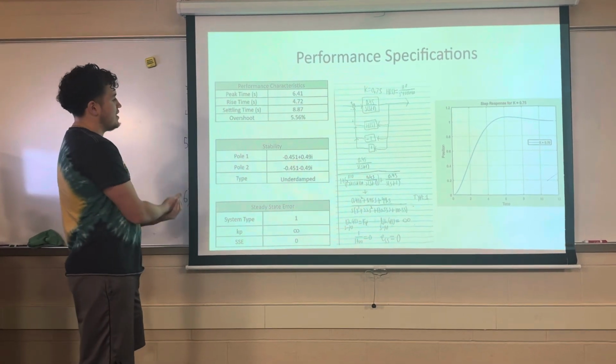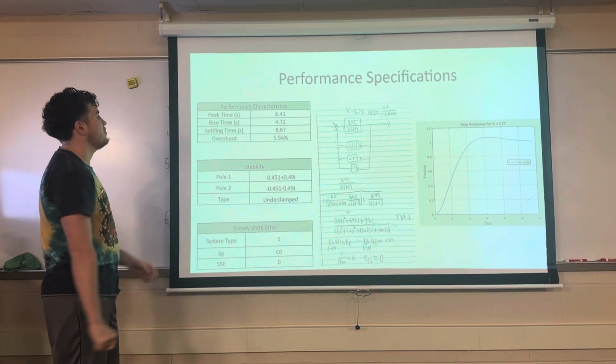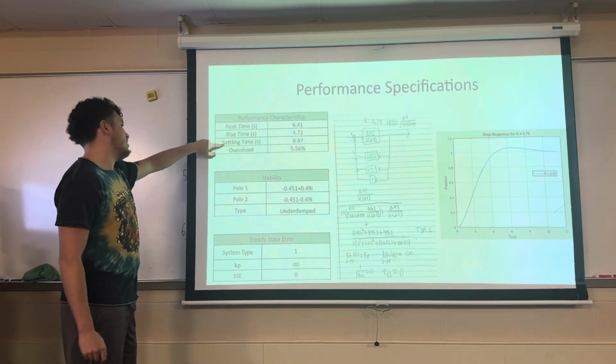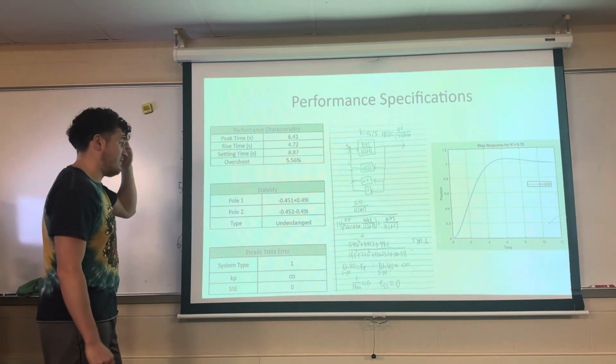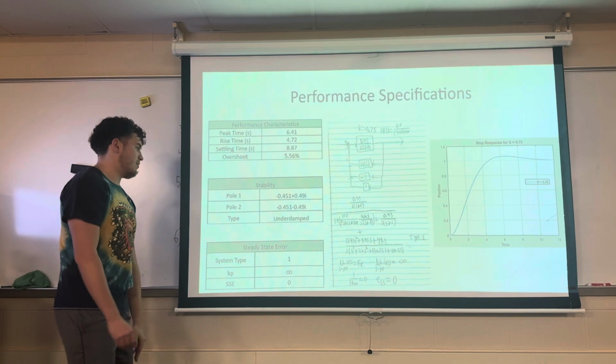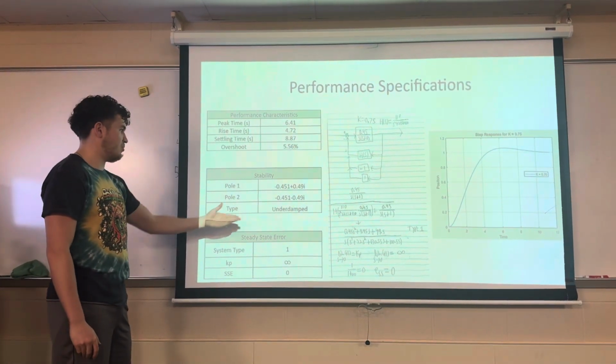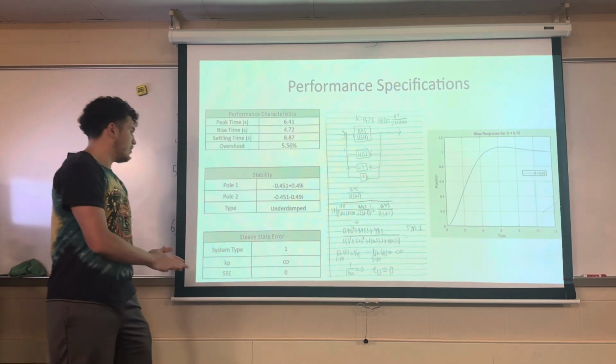As far as performance characteristics, we have a peak time of 6 seconds, rise time of 4 seconds, settling time of almost 9 seconds, and a 5.56% overshoot. We also have a stable system because we have an underdamped system and our poles are on the negative side.